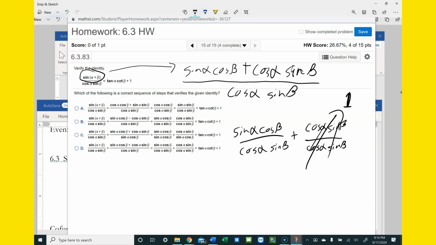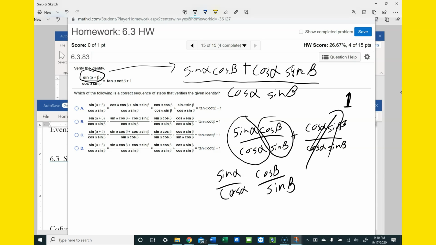Now what about this? I've got, oh, look at this. That and that, I can write those as sine alpha over cosine alpha times cosine beta over sine beta. And here we got sine over cosine and cosine over sine. This is tan alpha. This is cotan beta. So we've got exactly what we need: tan alpha cotan beta plus 1. That's the same thing we got right there.